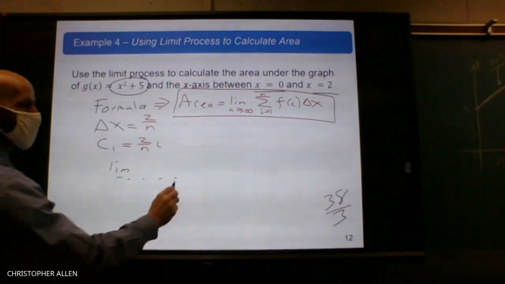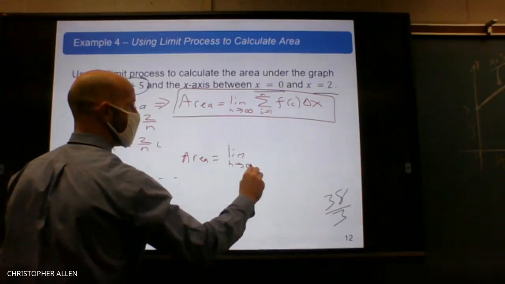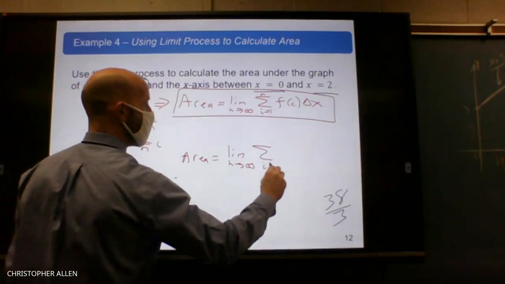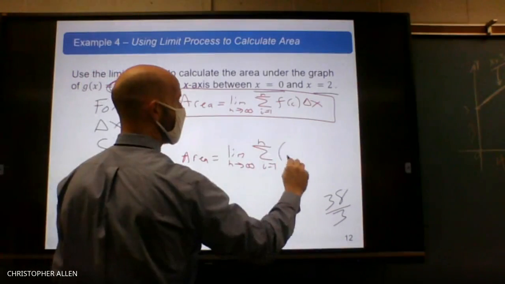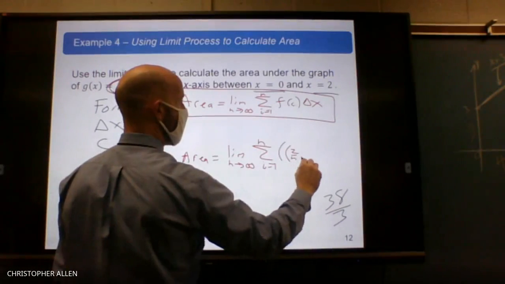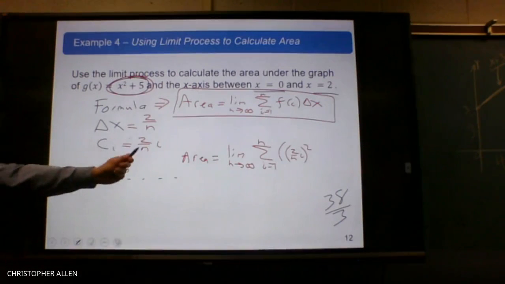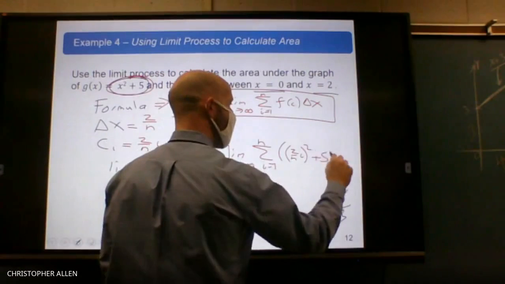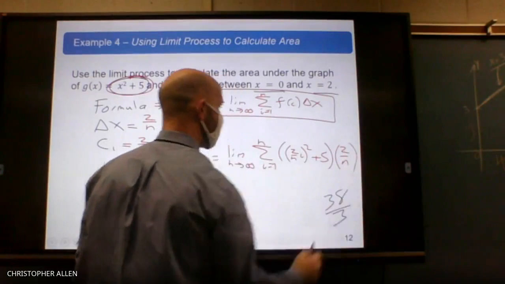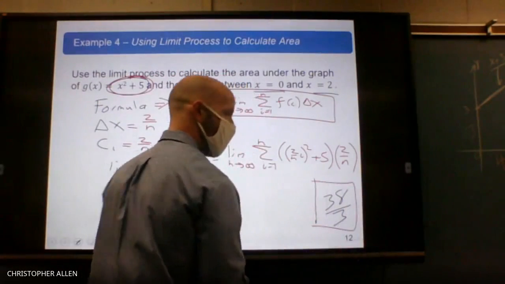So then our formula becomes: the area is equal to the limit as n goes to infinity of the sum from i equals 1 to n. Now here's our function, x squared plus 5. So that's going to be 2 over n times i, squared, because it's squared, plus 5, times 2 over n. This is all I wanted you to do right now. I'm telling you, once you work this out, that will be the final answer.